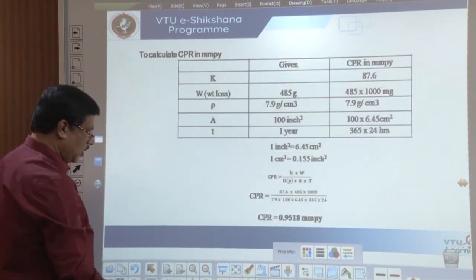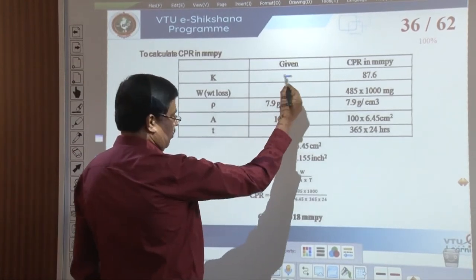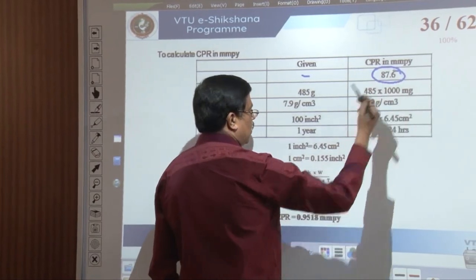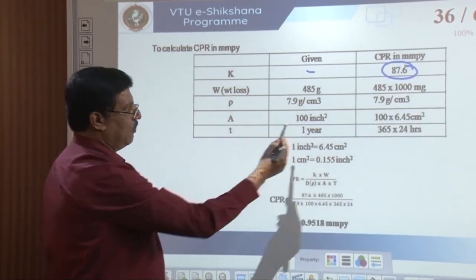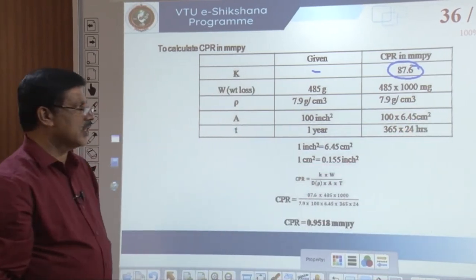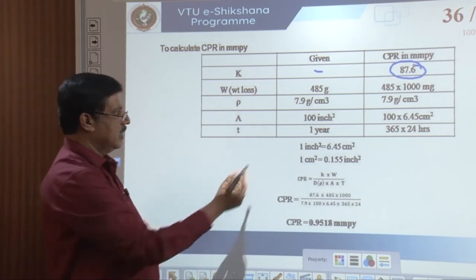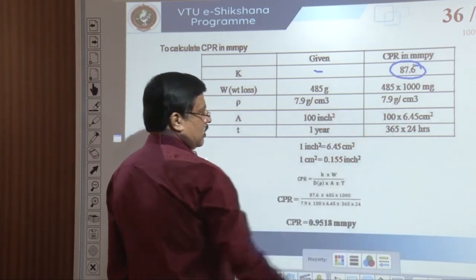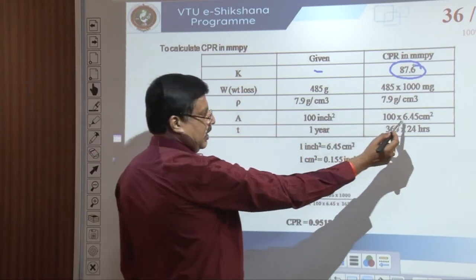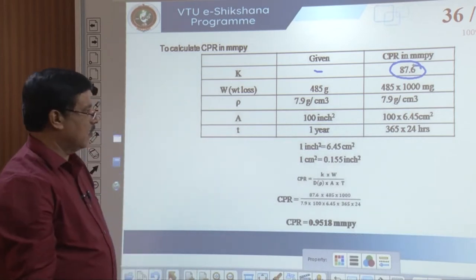So, now the solution about this. You are going to calculate first millimeter per year. Later you have to do that 87.6 and 534, and now 485 into 10 to the power of plus 3 milligram, or into 1000 milligram. Okay, 485 into 1000, and this centimeter cube, this is also 7.9 centimeter cube. This is inch, this is 100 into 6.45 centimeter squared. So, that is converted into this one.